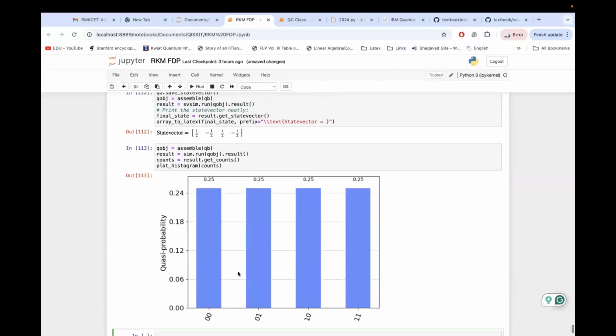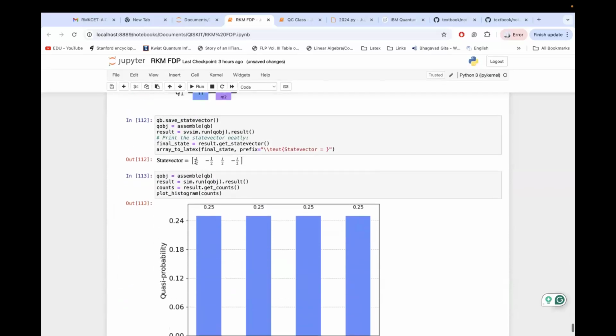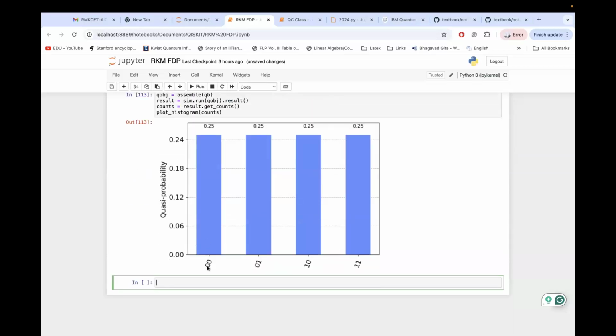So what is the meaning here? By looking at this equation, we can say the coefficients C1, C2, C3, C4 are 1 by 2, minus 1 by 2, 1 by 2, minus 1 by 2. From this, we can say what is the probability to measure the system in different eigenstates. That is going to be 0.25, 0.25, everywhere it is equal, right? So this is what it is.